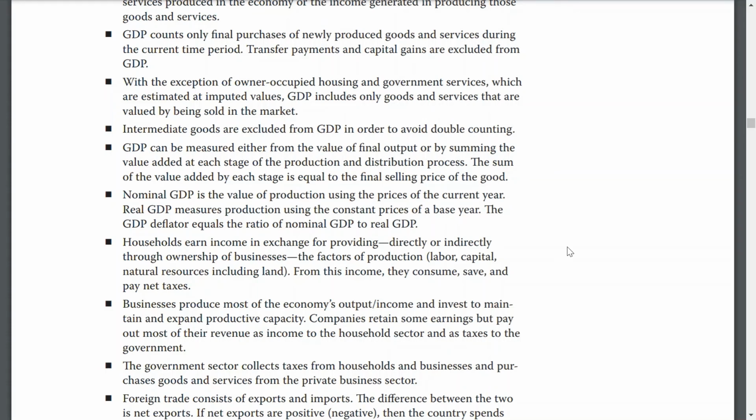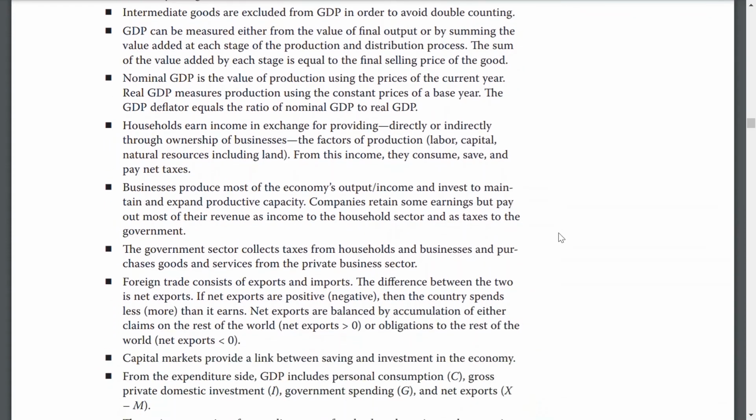The sum of the value added by each stage is equal to the final selling price of the good. Nominal GDP is the value of production using the prices of the current year. Real GDP measures production using constant prices of the base year. The GDP deflator equals the ratio of nominal GDP to real GDP.